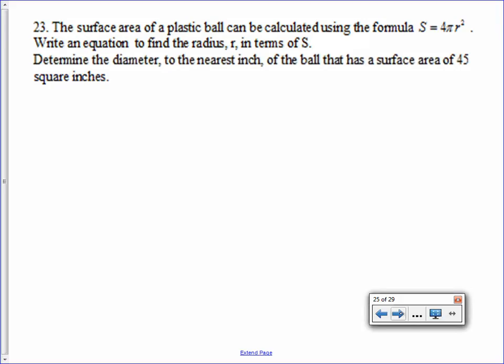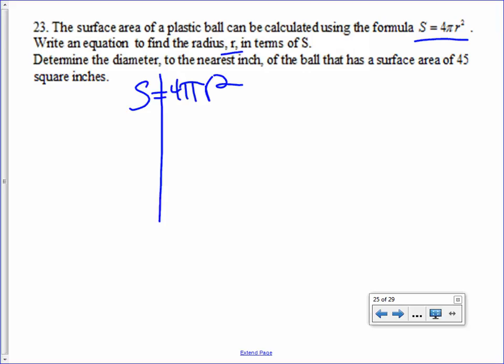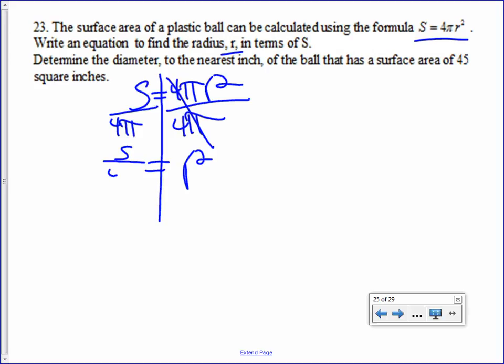23. The surface area of a plastic ball can be calculated using the formula S equals 4 pi r squared. Write an equation to find the radius r. It wants me to solve for r. So it's algebra. No fractions, no parentheses. I can't combine my terms. I don't have to bring all r's to one side. I need to isolate. To isolate it, add or subtract first. There's no plus or minus. I divide last. I want to get rid of the 4 and the pi, so I divide by 4 pi. I get r squared equals S over 4 pi.